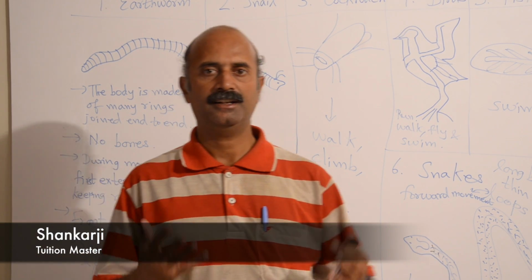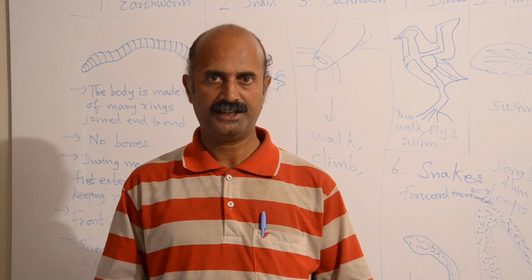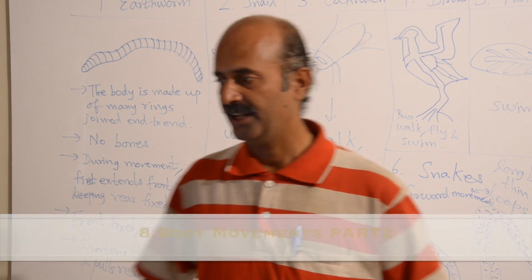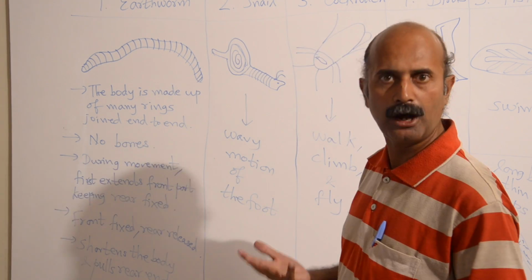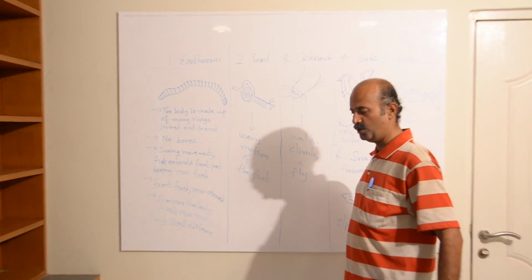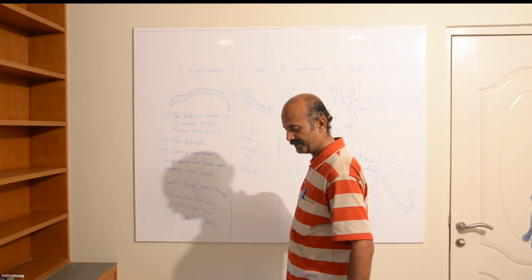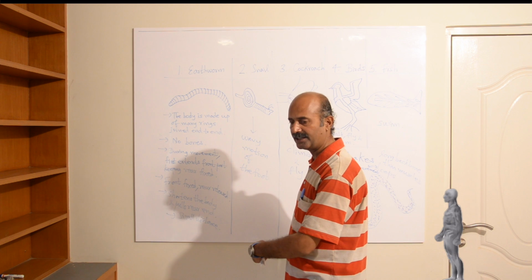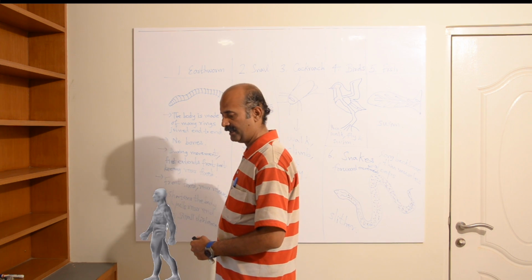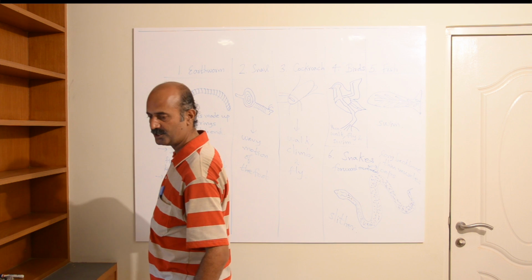Now I'll explain the body movements of human beings. That means how we move about in general. Now, if you look sideways, how do you walk? Say you want to move forward. So what do you do? You take one leg forward. You keep one leg forward. The other leg pushes you. So you take one step, and then you move forward. So in this way, you move forward.